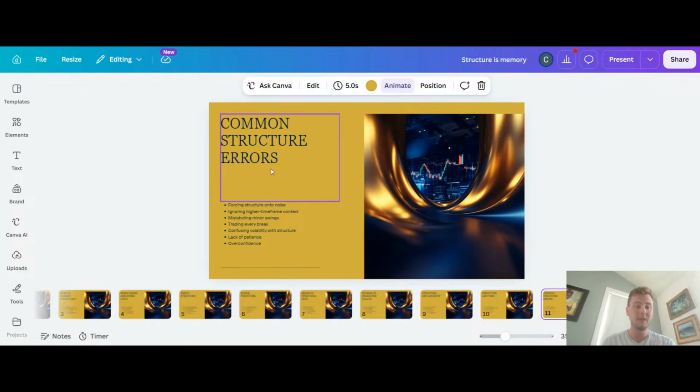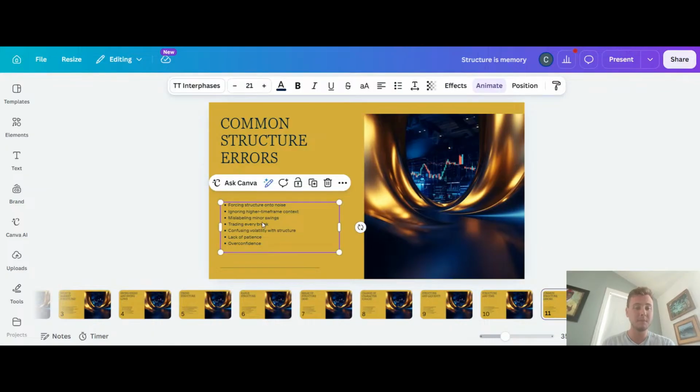Common structure errors: forcing structure onto noise, ignoring higher time frame context, mislabeling minor swings, trading every break, confusing volatility with structure, lack of patience, overconfidence.